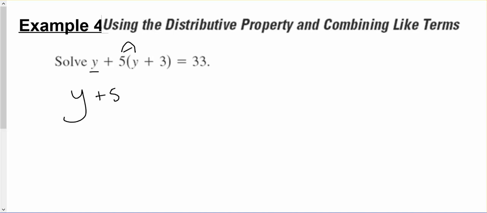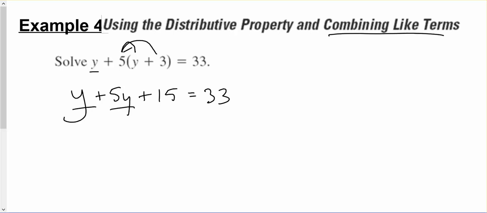We've got a y and I've got 5y. Y and 5y makes 6y plus 15 equals 33. And now we ask ourselves, well, what's happening to our y? We can see that y is being multiplied by 6. The question, what is happening to the variable?